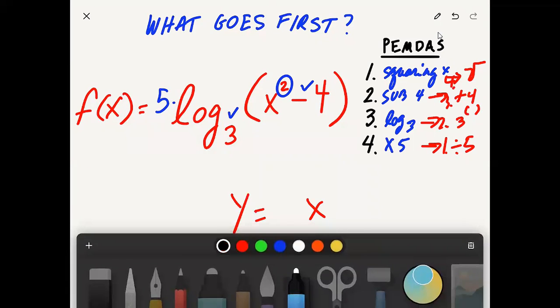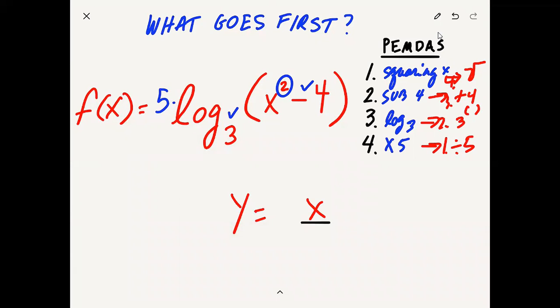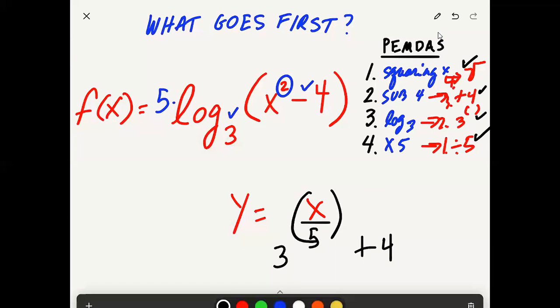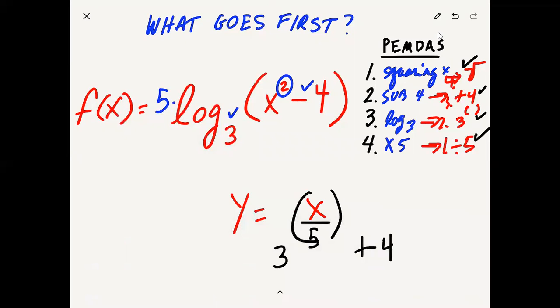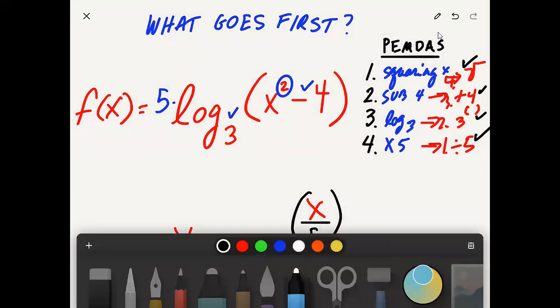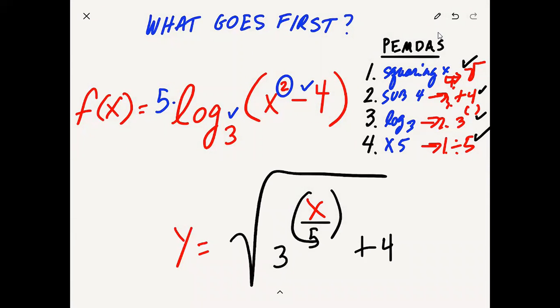Let me change the color. So the first thing that I'm going to do is divide by 5. Second thing I'm going to do is raise this all to make that part the exponent and have a base of 3. And then the next thing I'm going to do is add 4 to this. And then the final thing that I'm going to do is take the square root. Let me clean this up just a little bit. So I'm kind of in the weeds. I'm actually going through the whole process. I just wanted to give you a glimpse of how this works.